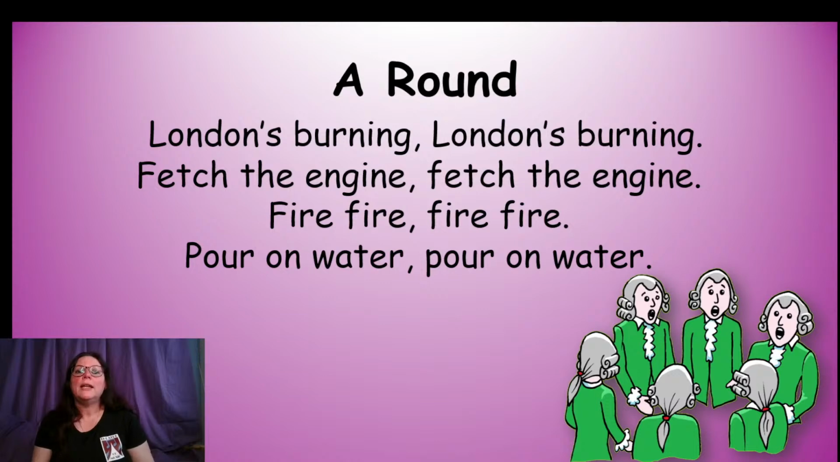How did you do? Now, the thing is that using London's Burning, you could actually layer it up even more. If you've got somebody at home that could be singing along with you, you could start with London's Burning, and then when you get to fetch the engine, somebody else could come in with London's Burning, and then when you get to fire, fire, and that second person gets to fetch the engine, somebody else could come in with London's Burning, and you create this layer effect where you've got all of these different parts. It's the same tune, but it's coming one after another.